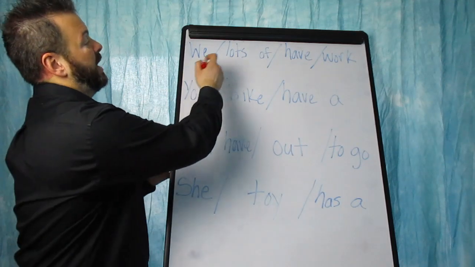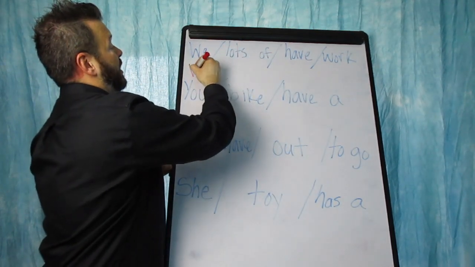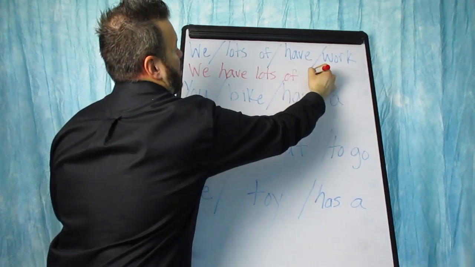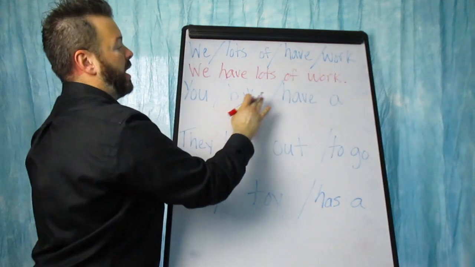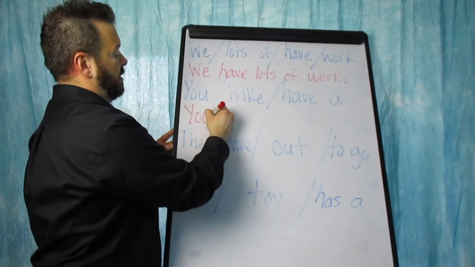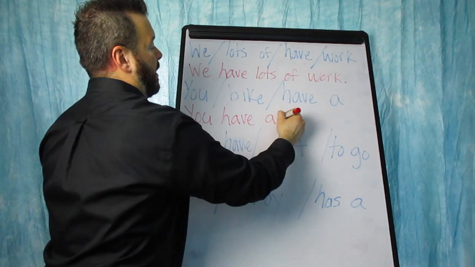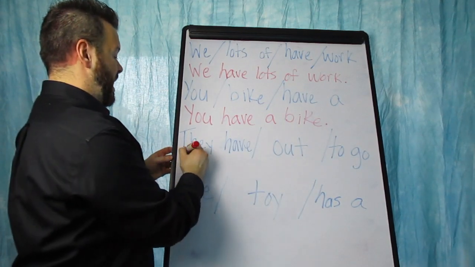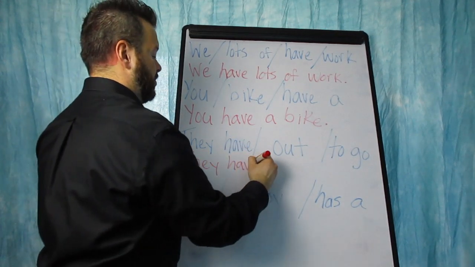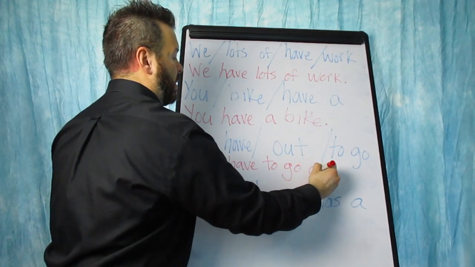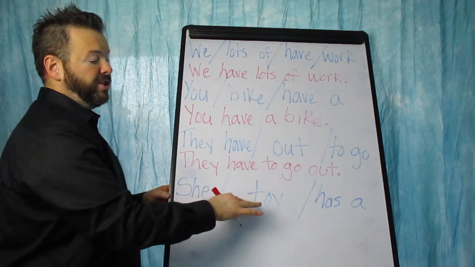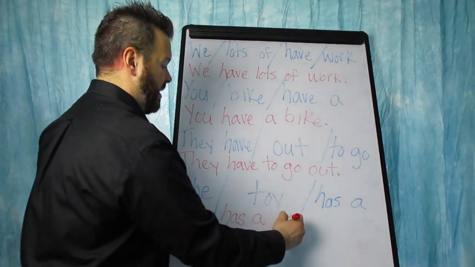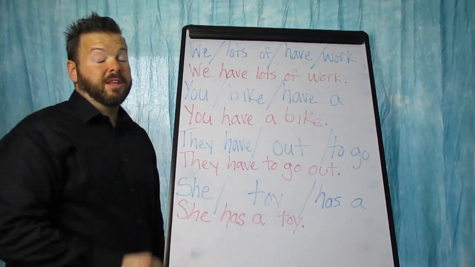Okay, great. So, we have lots of work, and this turns into we have lots of work. You, bike, have a turns into you have a bike. They have out to go turns into they have to go out. She, toy, has a turns into she has a toy.